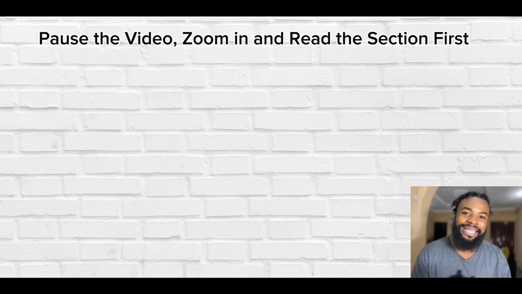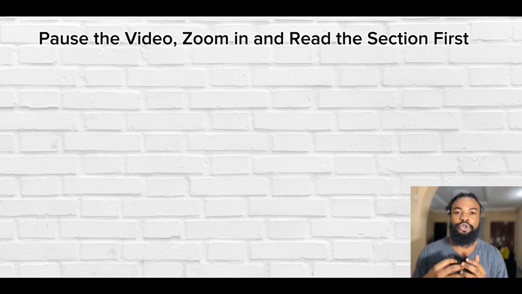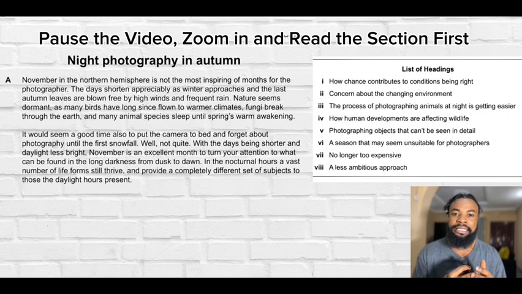So to make the best of this class, this is how we're going to go about this. We're going to read the passage first, and then we're going to choose from the list of headings provided. Right now you should already see the passage on the screen. You're going to pause this video so that you can read the section first. Basically, I'm just going to explain the main ideas and the content in the section, and then we'll choose a heading from it.